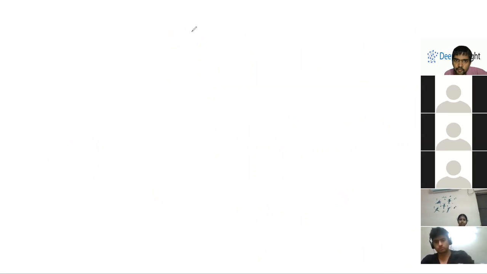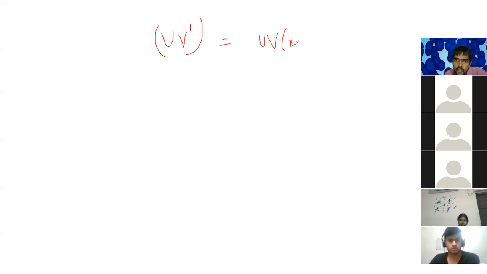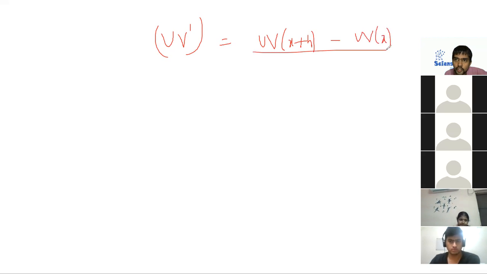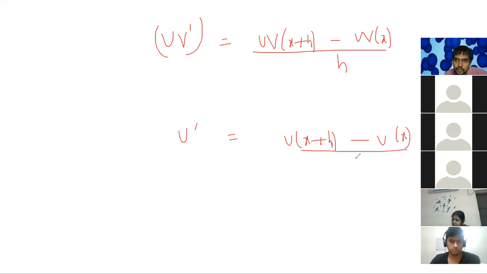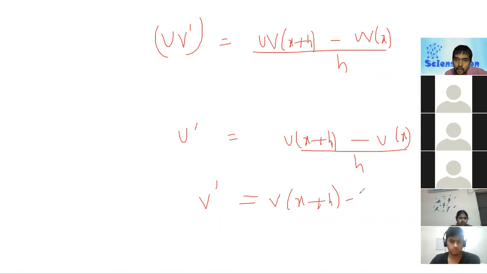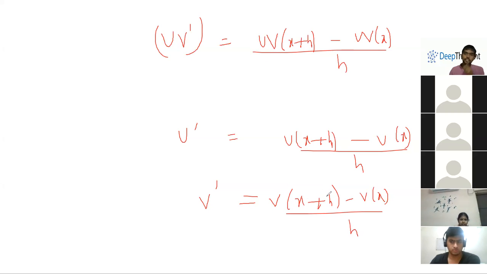Right, now let's write this in a neat way. uv whole dash is uv of x plus h minus uv of x whole divided by h. u dash is u of x plus h minus u of x by h. v dash is v of x plus h minus v of x by h. This is nothing but position at time x plus h minus position at time x.